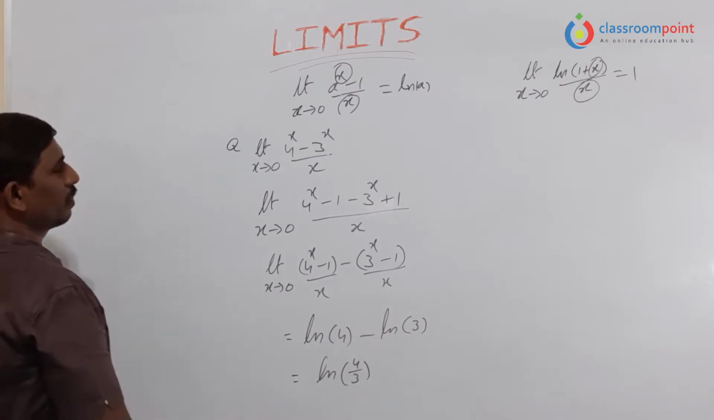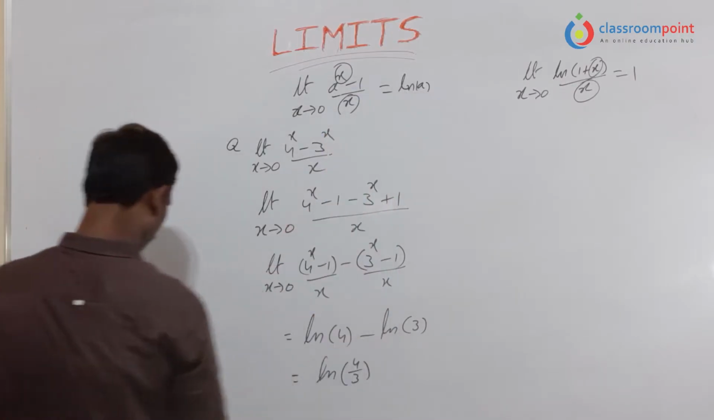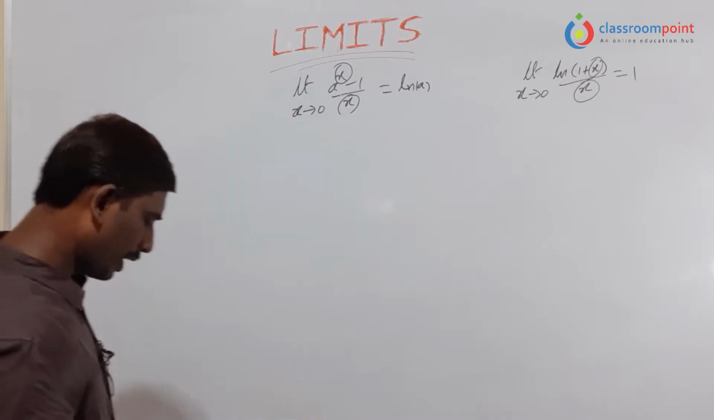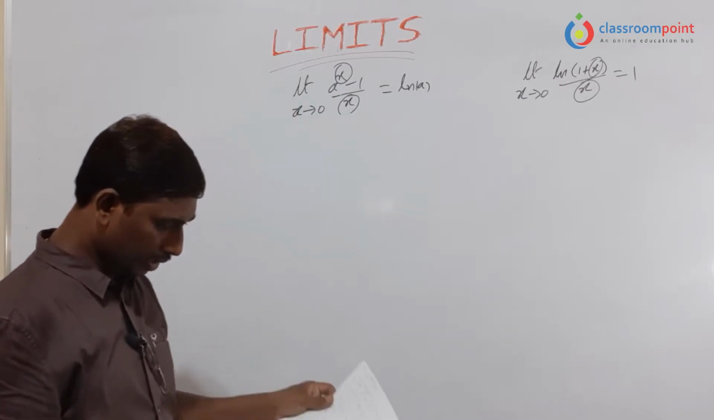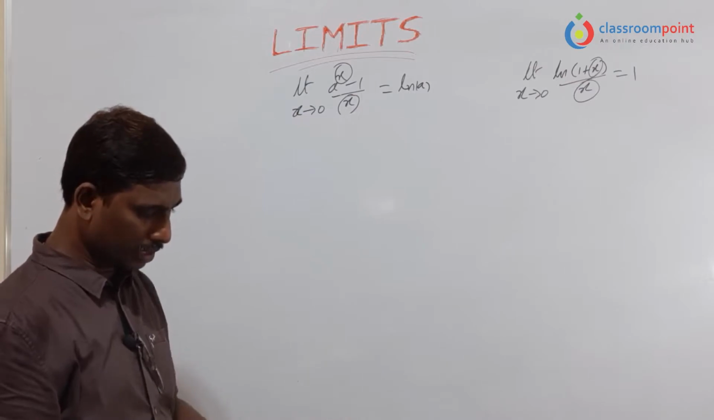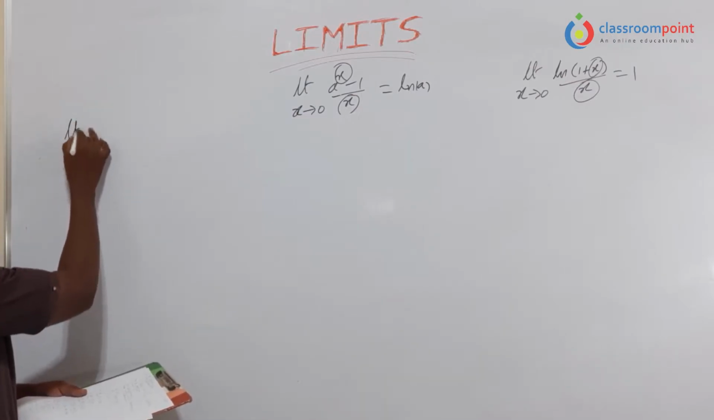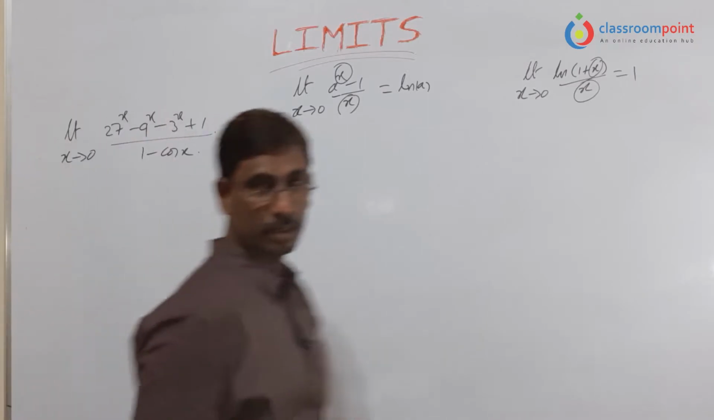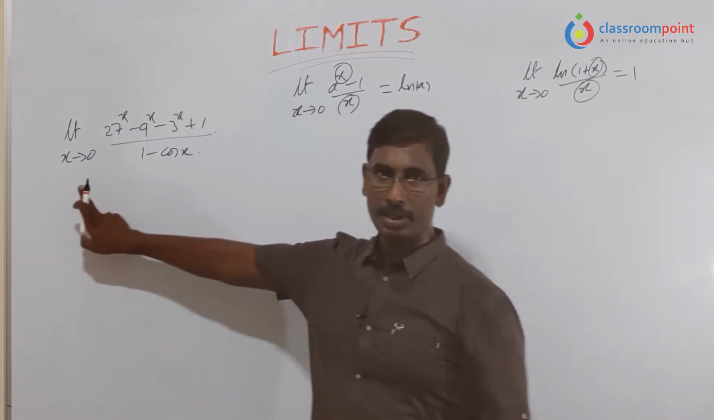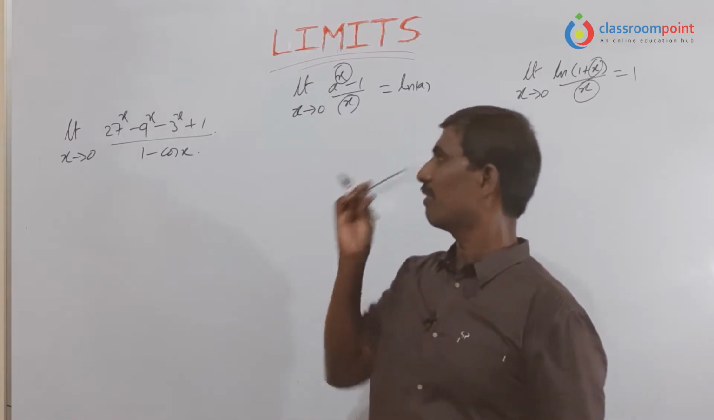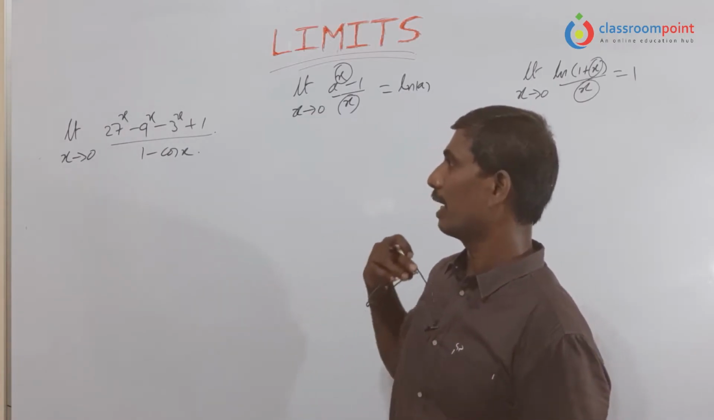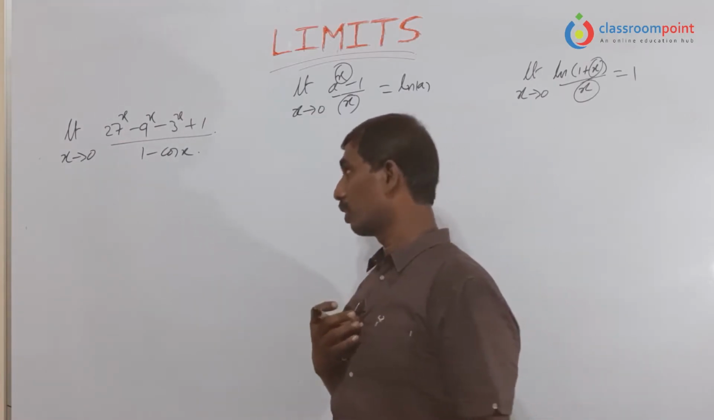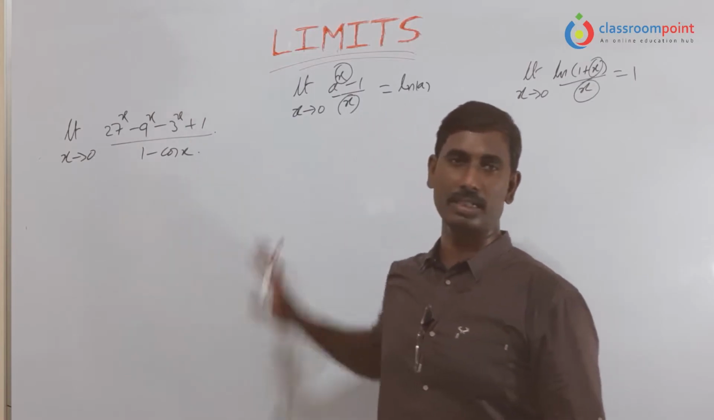a power x minus 1 by x is equal to ln of a. One more example for same concept only. Question is limit x tends to 0, 27 power x minus 9 power x minus 3 power x plus 1 by 1 minus cos x.